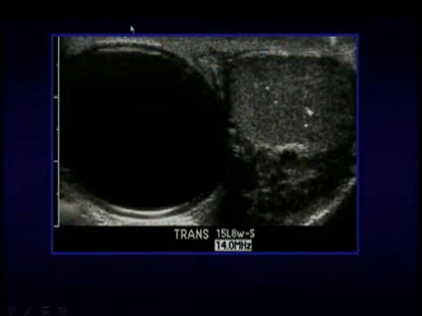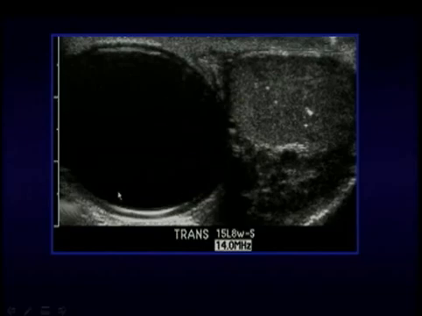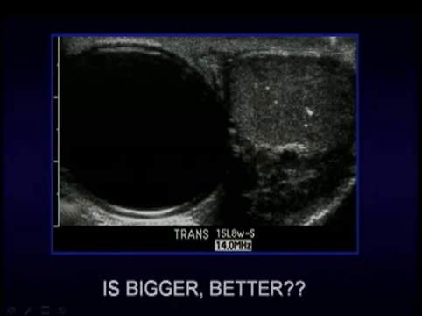What about these couple of last cases? In this case, it looks like apparent enlargement on the right side. Notice microliths on the left. No visible echoes in this. What's going on here? Well, this is bigger than this side. Is bigger better? Well, if you looked at this case, there wasn't really this degree of asymmetry.